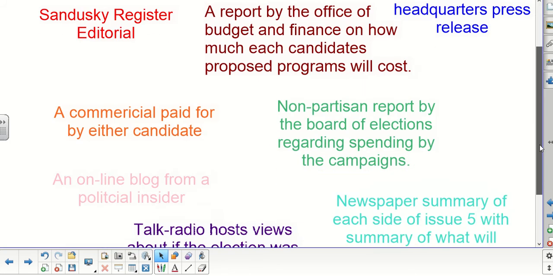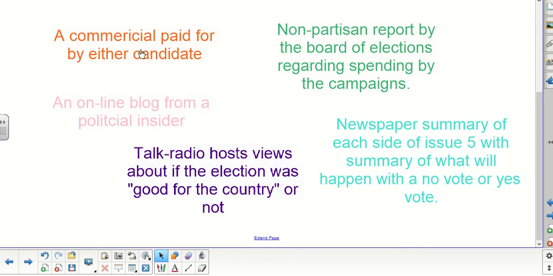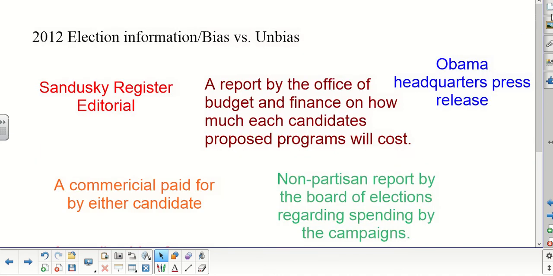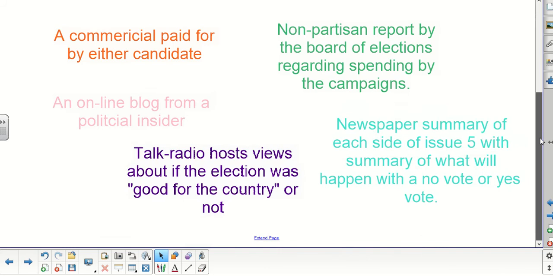However, when you look at something like a commercial paid for by either candidate, those are biased. That's what they are. The Trump campaign is making commercials that push their opinion. The Biden campaign is making commercials that push their opinion. You may agree with either one of them, that's fine, but those are biased. They often will make statements, both of them, which will say, oh, that other person is no good for the country. Whether you agree or disagree with it, it's something that's very hard to prove.